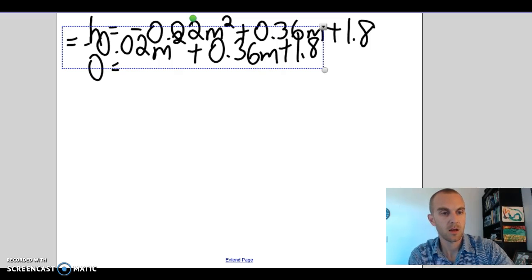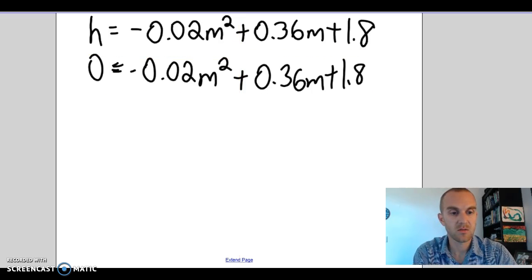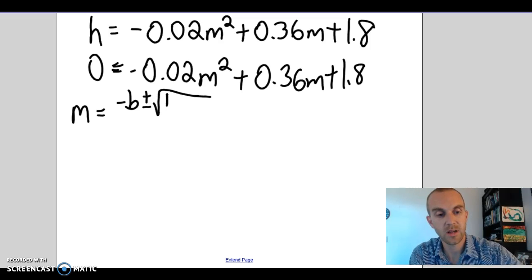And then I have my equation where 0 equals the negative 200 m squared plus 3600 m plus 1 and 8 tenths. So the question is, how do I solve this to find out how far it traveled? I could graph it and then use the calculator to tell me what my roots are. Or if I want to calculate it manually, I can use the quadratic formula. To remember that, I would know that m is equal to negative b plus or minus the square root of the quantity b squared minus 4ac, all over 2a.